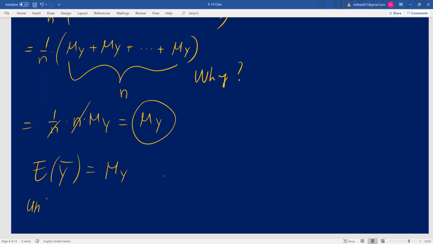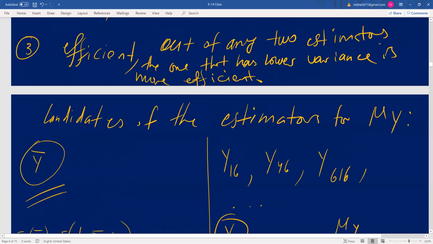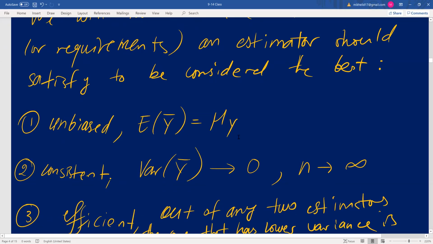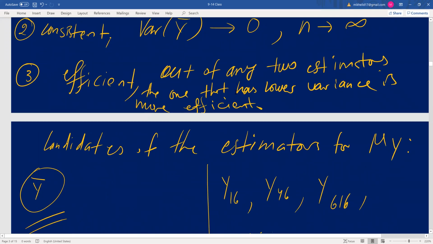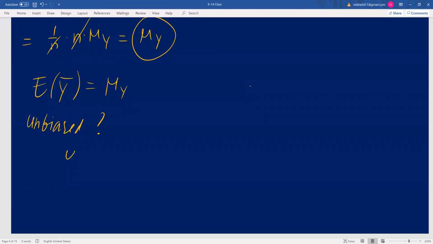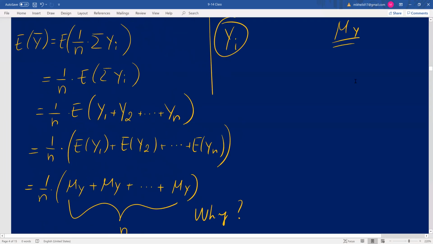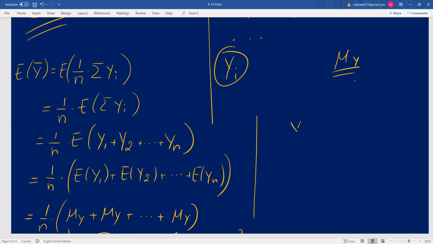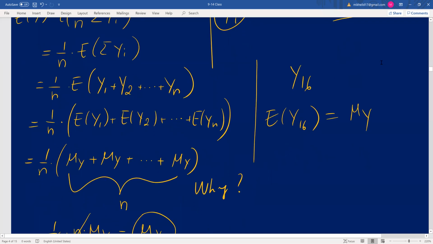So is it unbiased? Yes. Because what does unbiasedness mean? This, right? So it is unbiased. So we have it. This is like a check. Now let's do the same thing for, let's say, y16. What is the expectation of y16? Mu of y by assumption. So unbiased? Yes, unbiased. So check here as well.